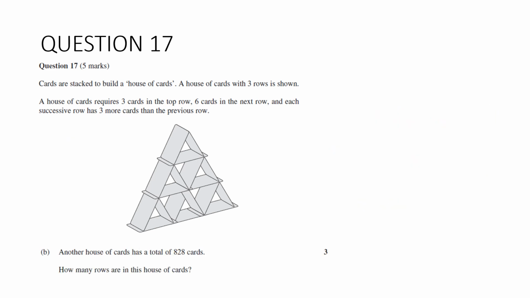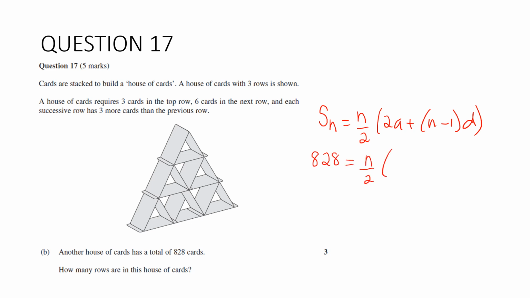And question B, another house of cards has a total of 828 cards. How many rows are in this house of cards? So again, we're going to use the sum formula. S of n is n over 2, 2a plus n minus 1 d. Now, we know the total number of cards is 828. We don't know what n is. We know a is 3, and we know d is 3.